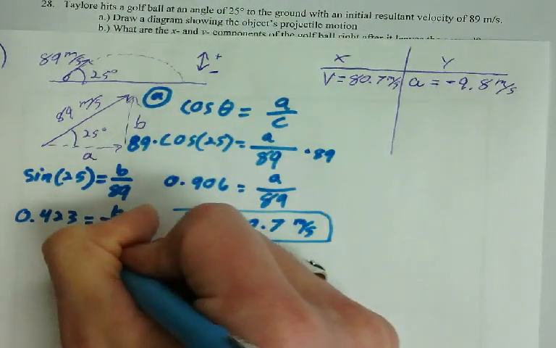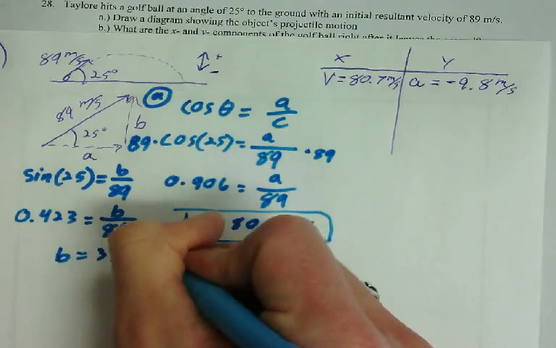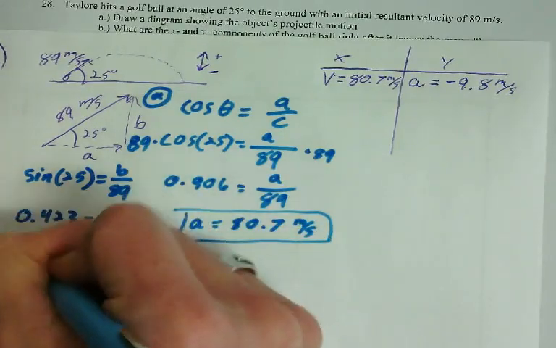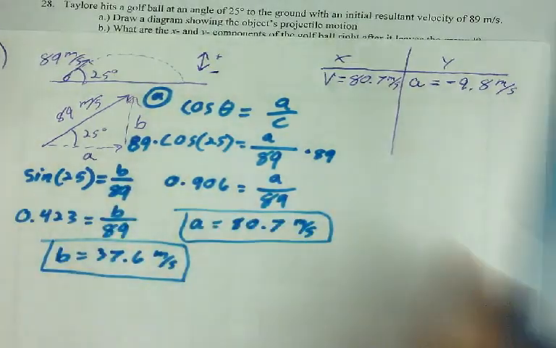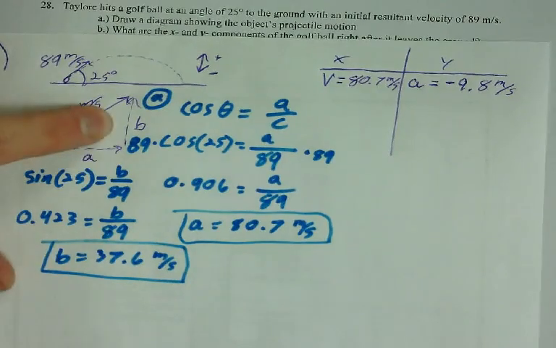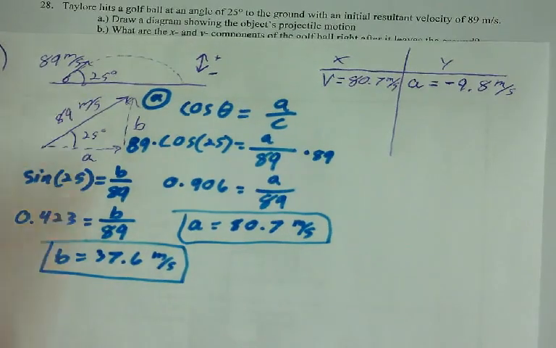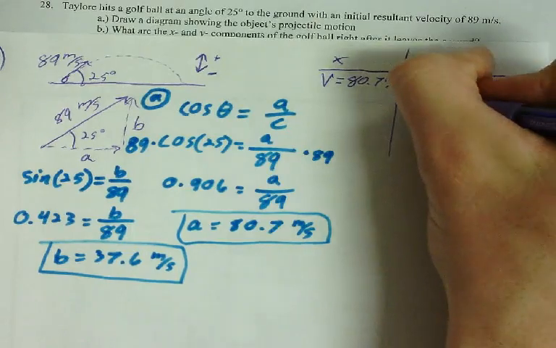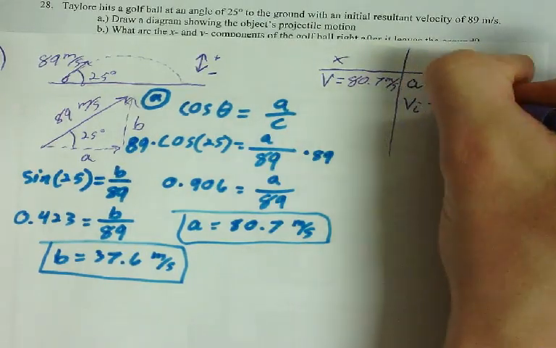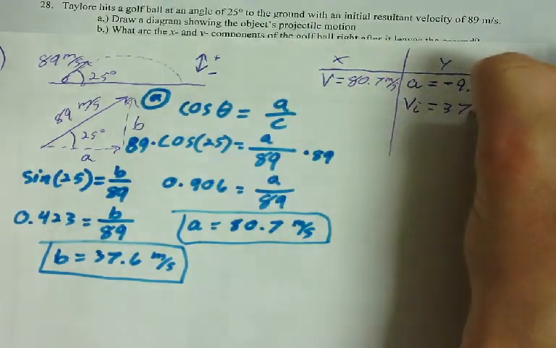And we get 37.6. So that's my y velocity, but more specifically, it's my y velocity at the beginning. So it's vi equals 37.6.